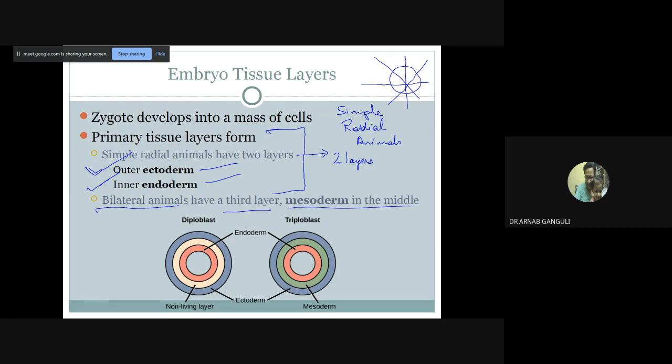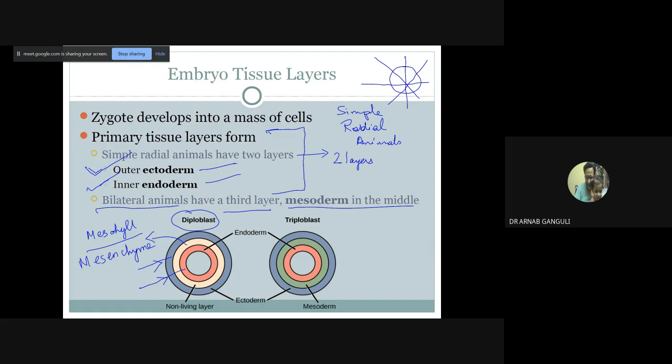So you have the outer gray layer, this is the ectoderm, and the inner layer is the endoderm. In between, you have a region known as mesohyl, or some people call it mesenchyme. This is what you find in diploblastic animals.